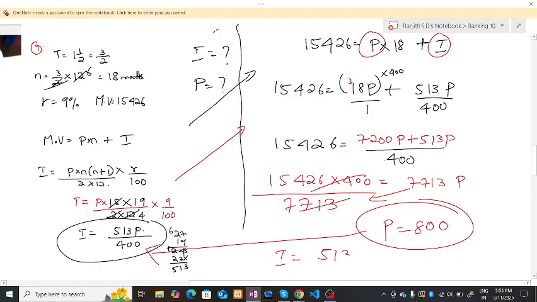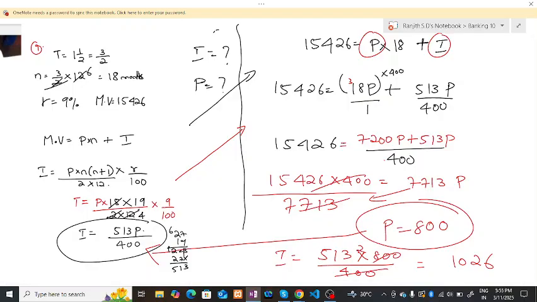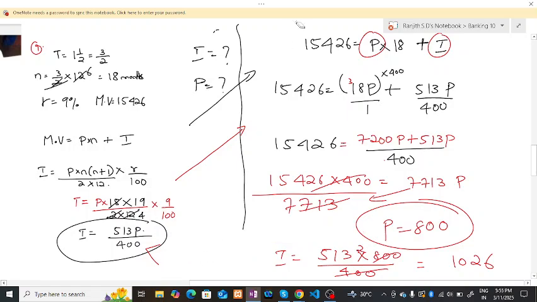I is equal to 513 into 800 divided by 400. 4 ones are 4, 4 twos are 8. What is the interest, students? Interest is equal to 1026. So once you find the principal, you can reduce it later. You'll get 800.